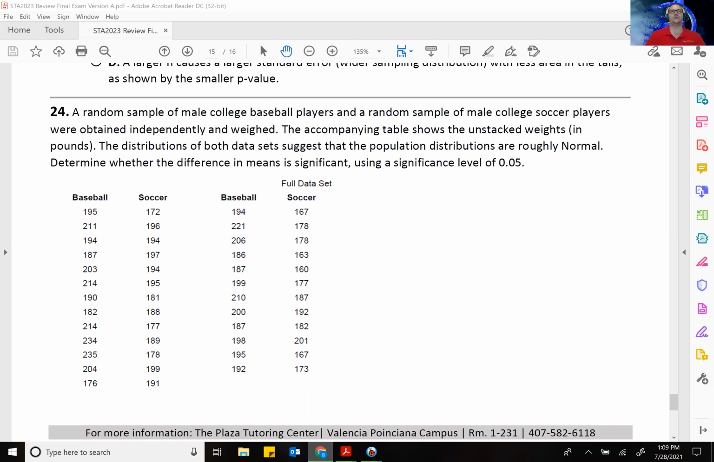No, it's because these two groups have nothing to do with each other. That's true. The weight of a baseball player has nothing to do with the weight of a soccer player. One does not affect the other. Knowing the weight of a baseball player tells me nothing about the soccer player. Does that make sense? Yes. They're not the same people.